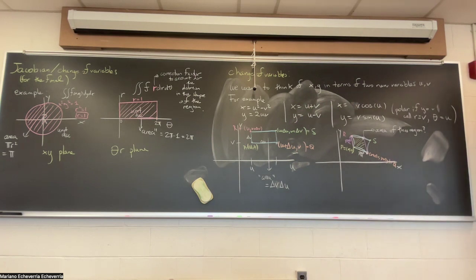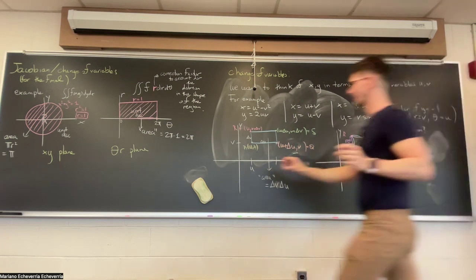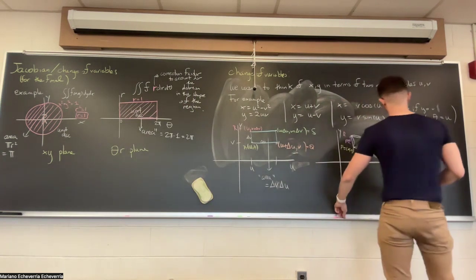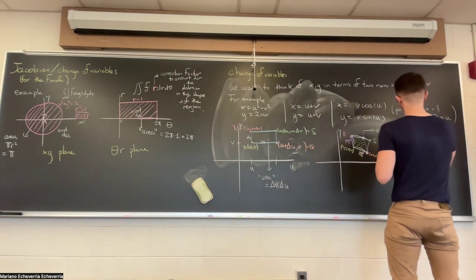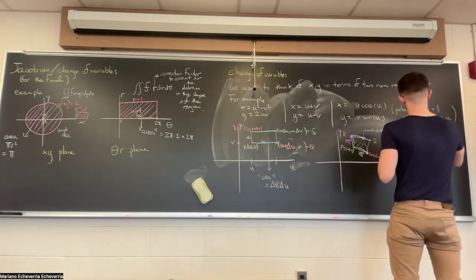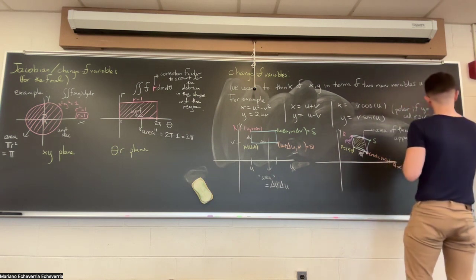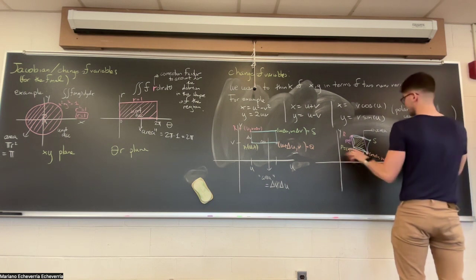Now, what I'm trying to say is that I'm trying to approximate it. So just approximate it by the area of the parallelogram with sides PQ and PR.